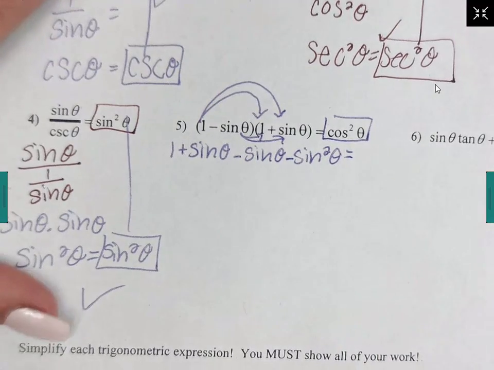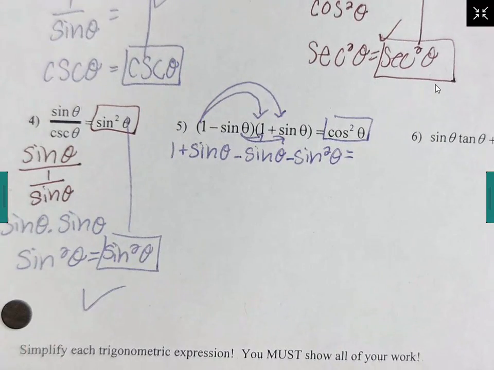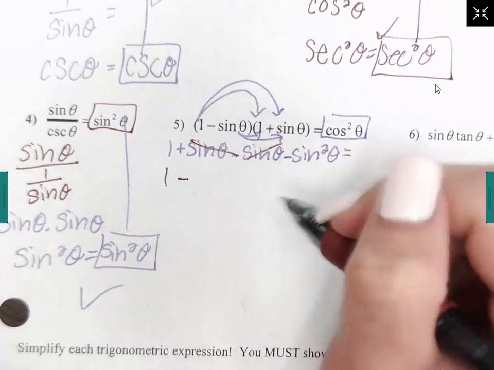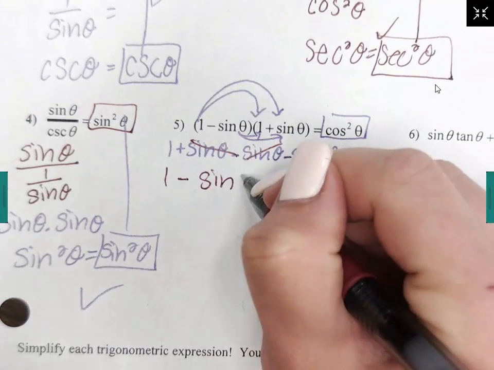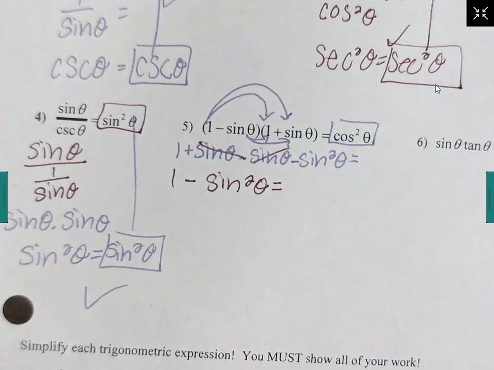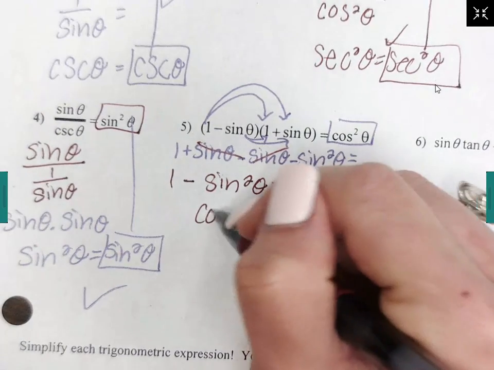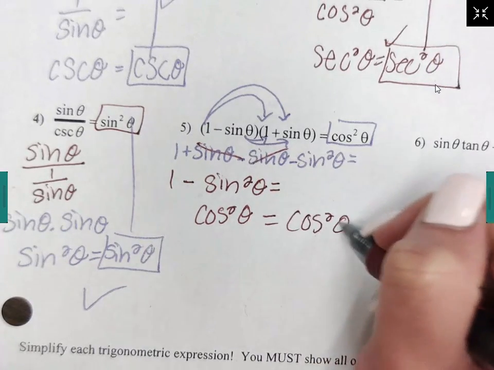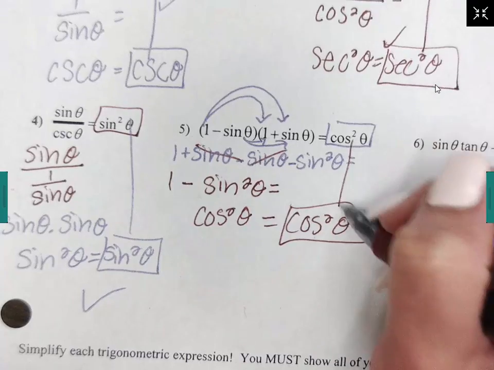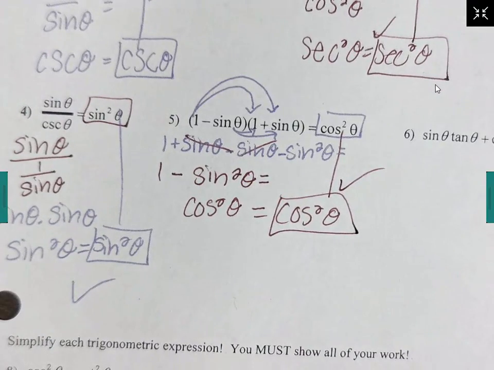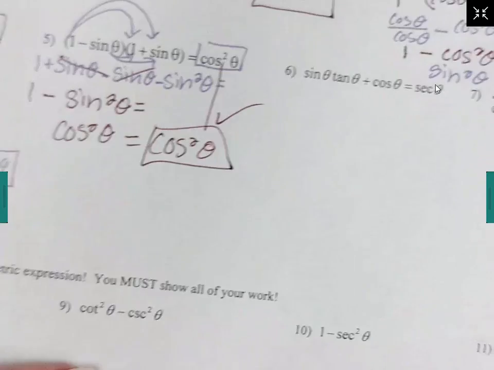All right, any questions so far? So now we just want to simplify, and we get 1 minus the sine squared of theta. And what is 1 minus the sine squared of theta equal to? Cosine squared of theta, which is exactly what we wanted. Are there any questions? Okay, look at number 6.